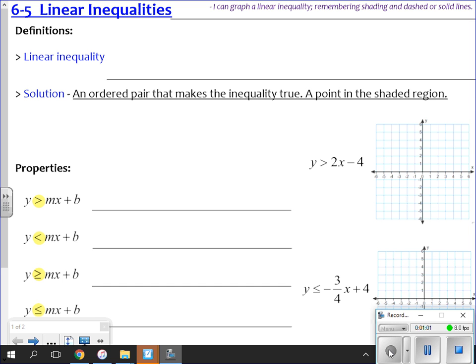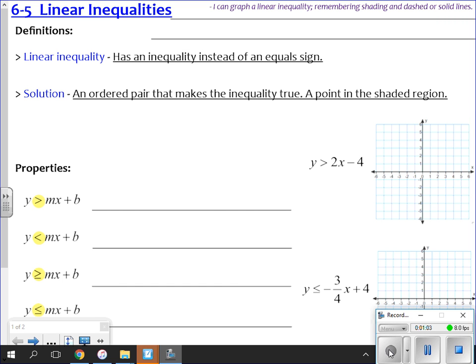Now, the solution for a linear inequality is an ordered pair that makes the inequality true, a point that's in the shaded region. When you have a linear equation, you have a straight line. When you have a linear inequality, you have a line and you have a shaded area too.